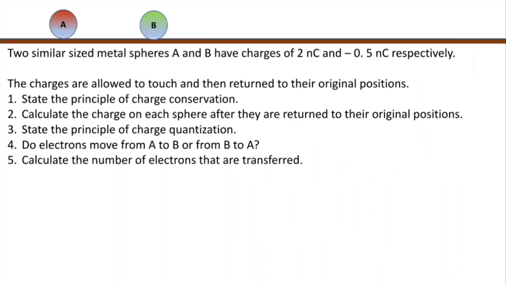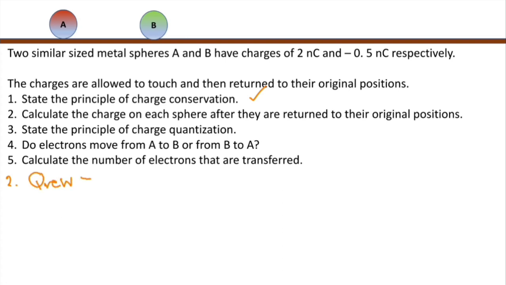Now in this question, we are told two similar sized metal spheres A and B have charges of 2 nanocoulombs and negative 0,5 nanocoulombs respectively. The spheres are allowed to touch and then return to their original positions. We are asked to state the principle of charge conservation. We've just stated that one: the total charge of an isolated system remains constant during a physical process. It says calculate the charge on each sphere after the return to the original positions.